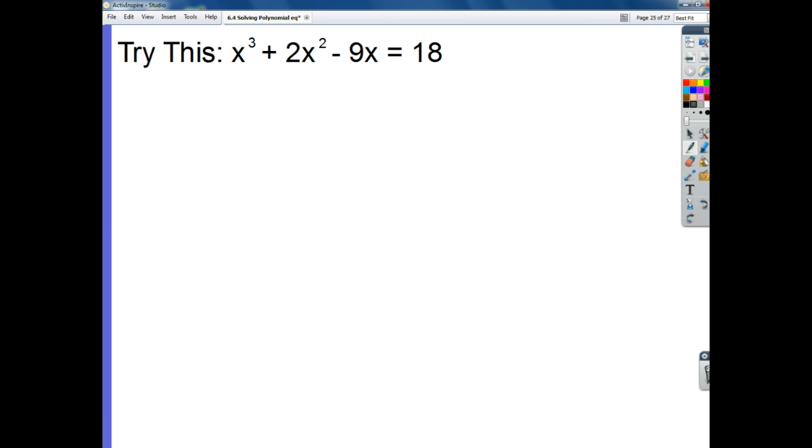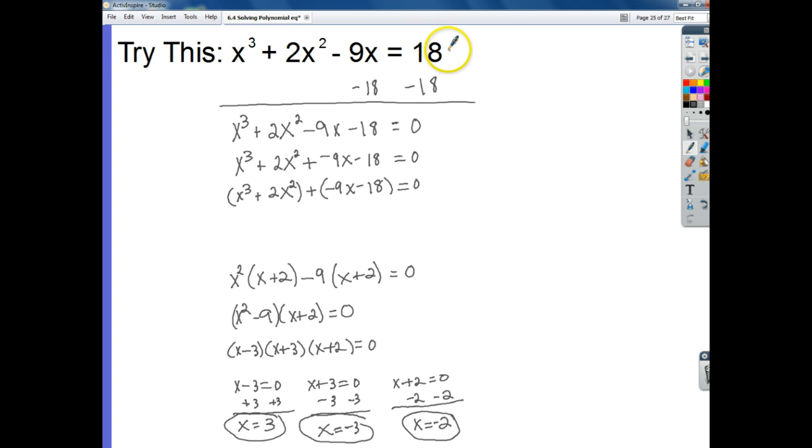Okay, give this one a try. Okay, the first thing we want to do is get it equal to 0. X cubed is the highest. It's positive where it is. I'll bring the 18 over. Subtract 18 from both sides. You get x cubed plus 2x squared minus 9x minus 18 equals 0.